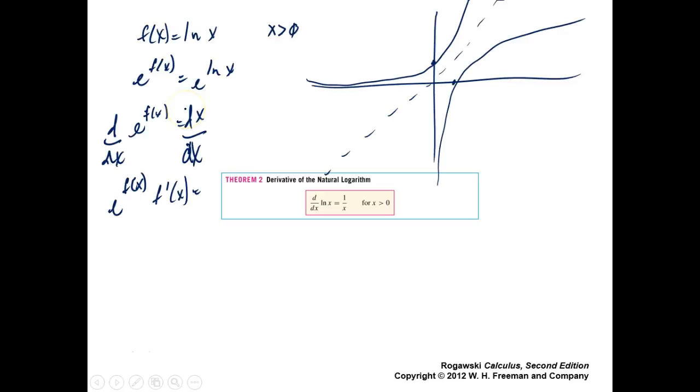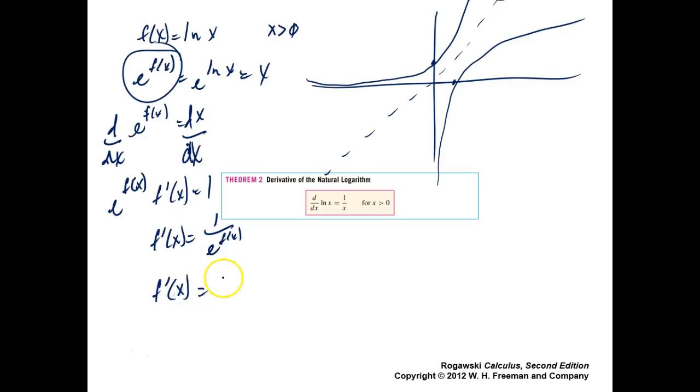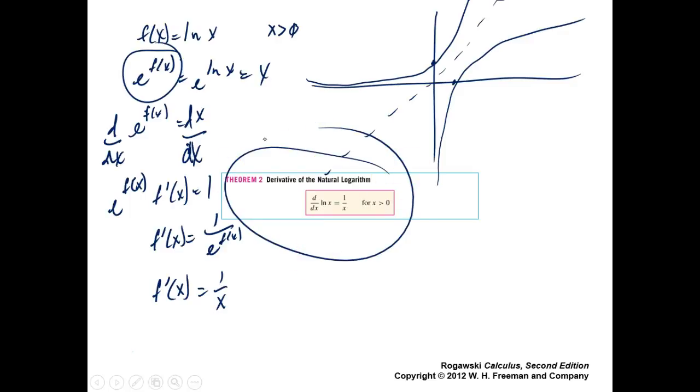And derivative of x with respect to x is just 1. So now we have f prime of x is equal to, dividing both sides, 1 over e to the f of x. But what is e to the f of x? E to the f of x is x. So f prime of x is equal to 1 over x. And that's exactly what we get here. So again, it feels like you're running in circles, but you really were accomplishing something.